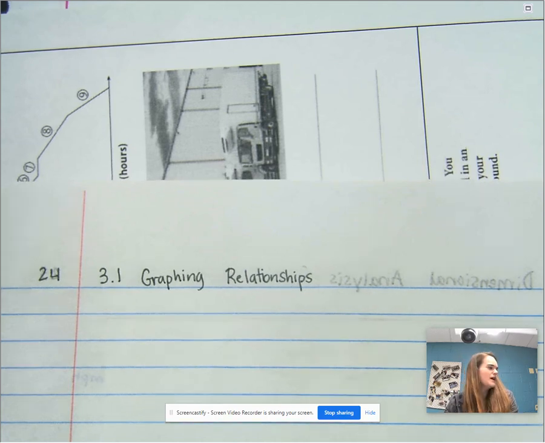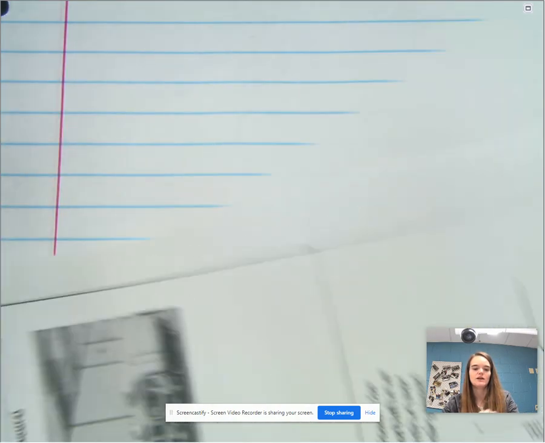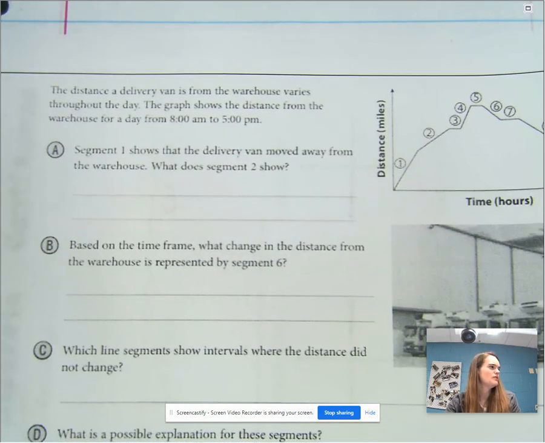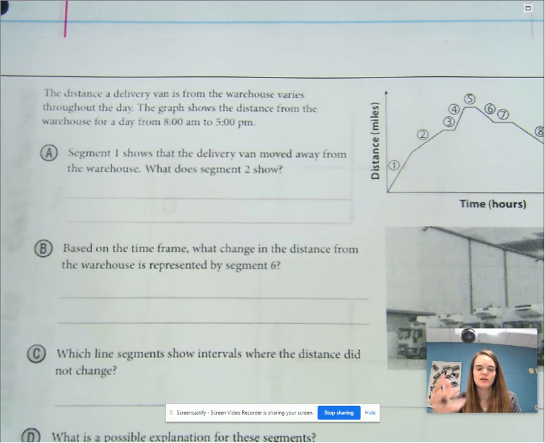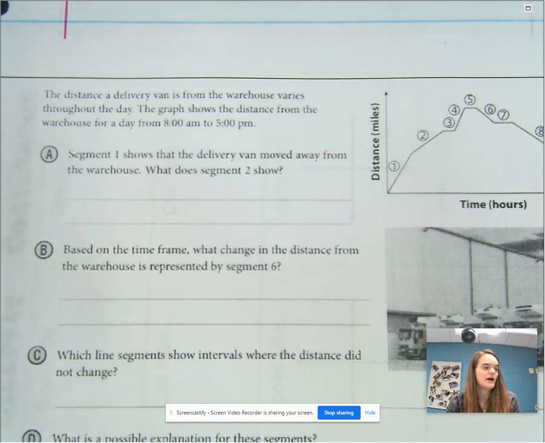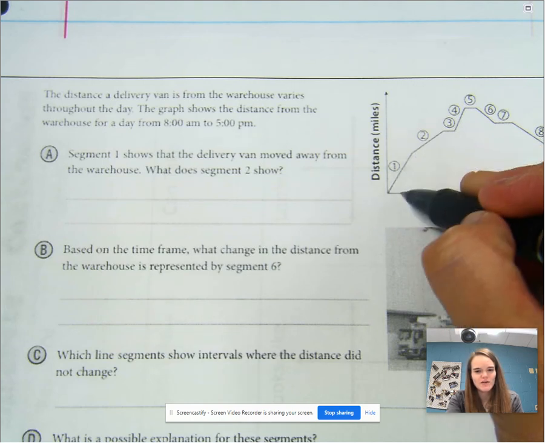Okay, then you have a foldable. It looks like this. If you don't have it, of course, you're writing the answers and stuff down on page 24. These examples are talking about graphing things. It says the distance a delivery van is from the warehouse varies throughout the day. The graph right here shows the distance from the warehouse for a day from 8 a.m. to 5 p.m. Segment 1, right here, shows that the delivery van moved away from the warehouse.